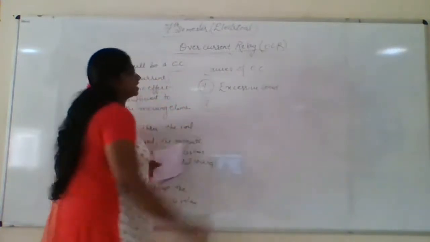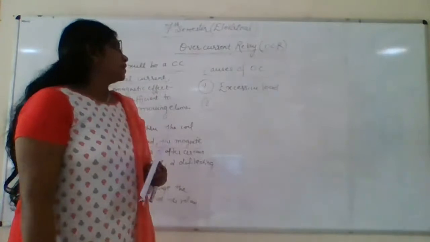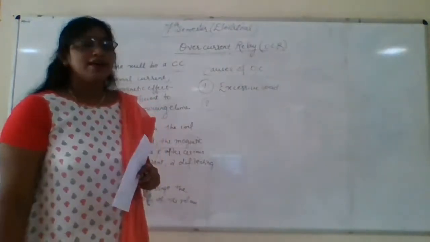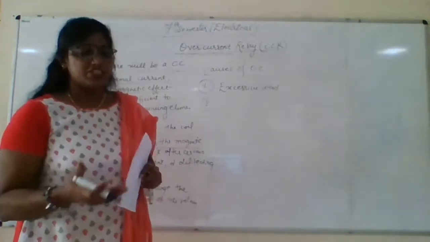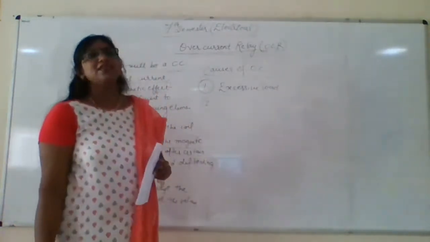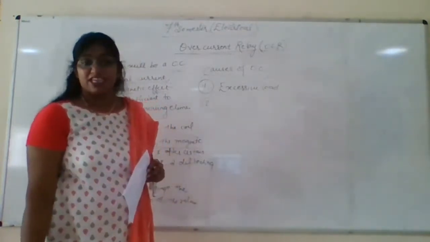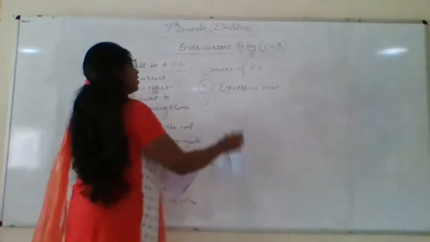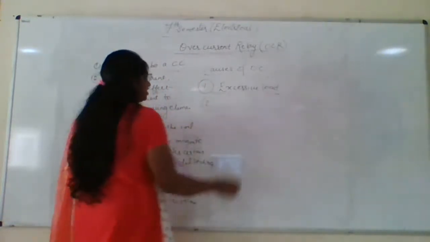Anyway, you guys know what excessive load is, no need for any explanation. Excessive load means the normal loading condition, the permissible condition, has been exceeded. Likewise, there is a permissible limit of loading on each and every bus bar or on each and every line. If you exceed that particular limit, then that comes under excessive load condition.